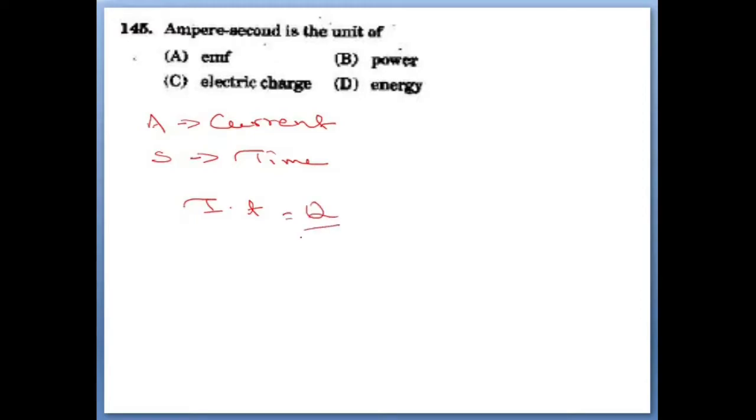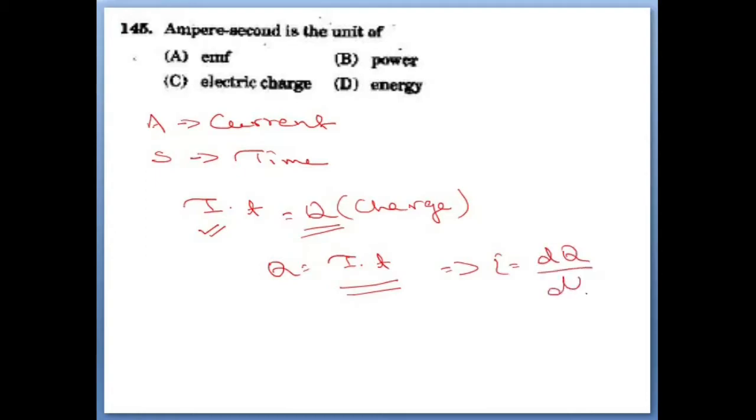I have already told you that Q is equal to I into T, where Q is charge. Charge is equal to current into time. Sometimes it is also written as I is equal to dq by dt whenever there is a change in charge. If there is no change in charge, then Q is equal to IT. So ampere second is the unit of electric charge.